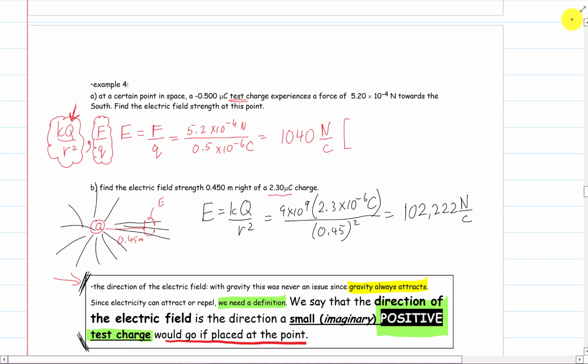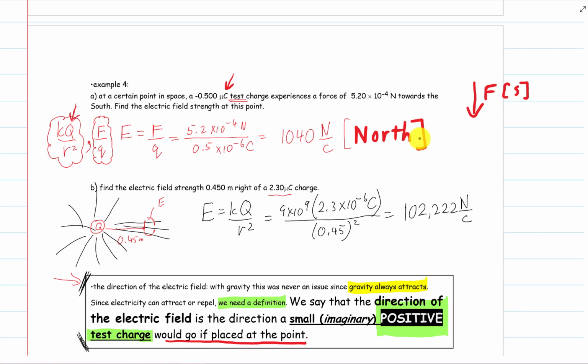So let's go back up here. We have a test charge that's experiencing a force, and it's experiencing a force to the south. But the force is on a negative charge. The definition says we have to use a positive charge to write the direction of this E field. So if we had put a positive charge there, what direction would this force be? Flipped, the other way around. That's the direction of that E field, north, because you have to use a positive test charge. So the E field can be in the opposite direction as the force.